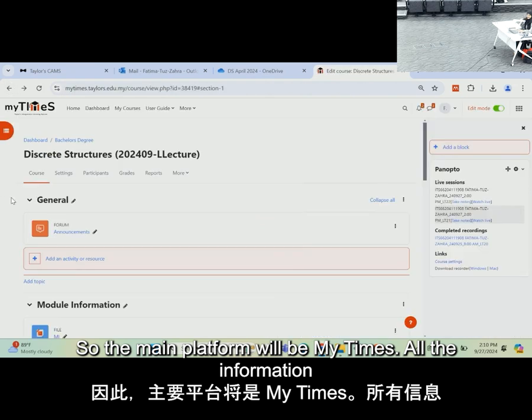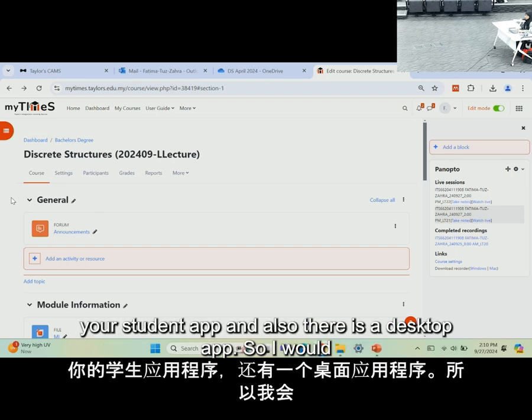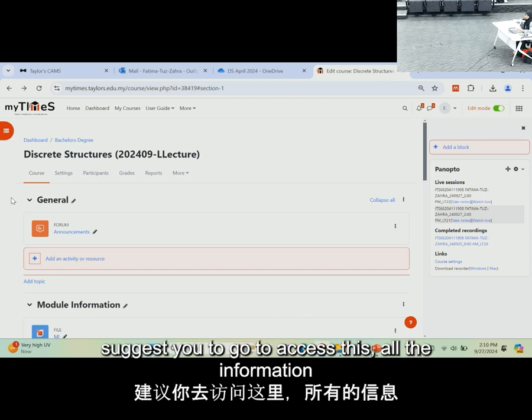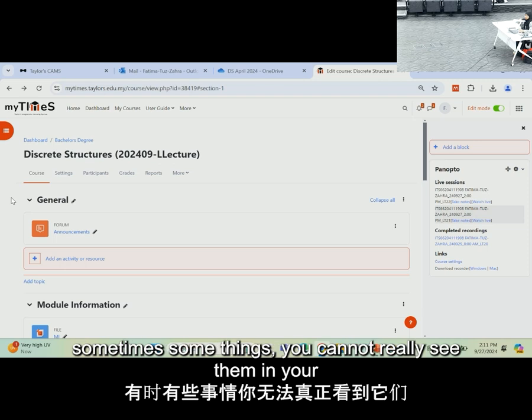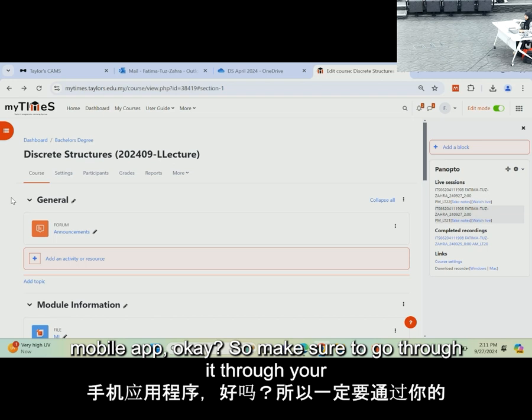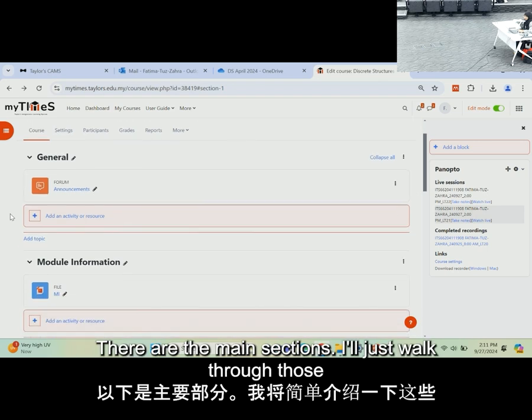The platform will be My Times. All the information will be uploaded over there, and you can access it through your student app, and there is also a desktop app. I would suggest you access all the information through your desktop app as well from time to time, because sometimes some things you cannot really see in your mobile app. So make sure to go through it on your laptop or iPad or any other device other than your phone. And there are the main sections.